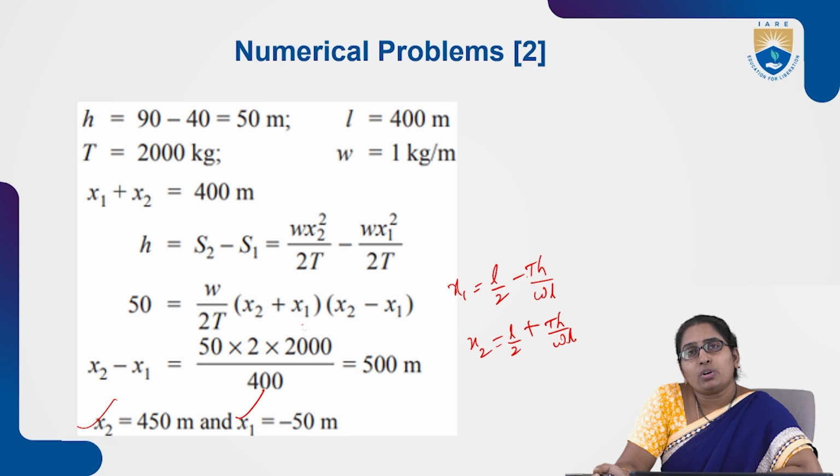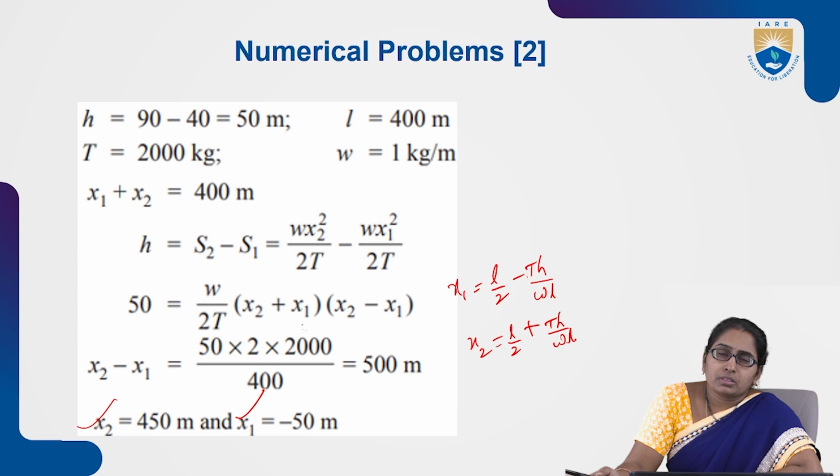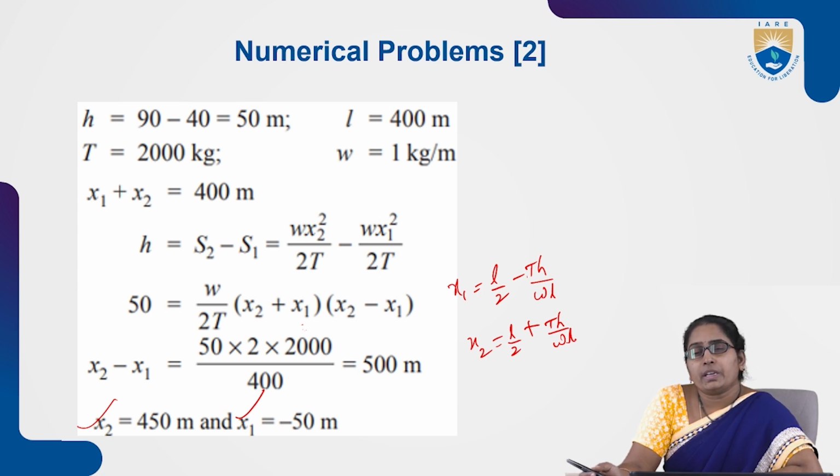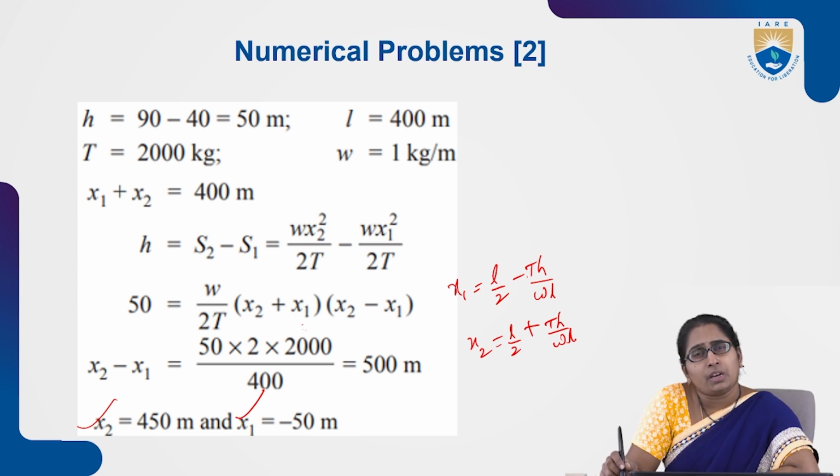So x1 is negative, minus 50, and x2 is 450 meters, which means what? The length of the span, the distance between the towers, is given as 400 meters. So the negative value of x1 indicates that the lowest point of the conductor is not between the towers; it is outside both towers.